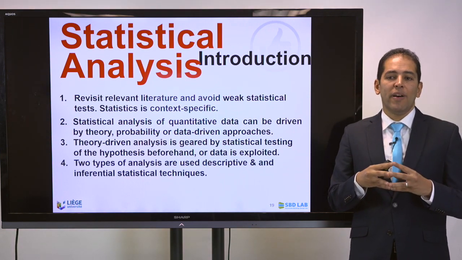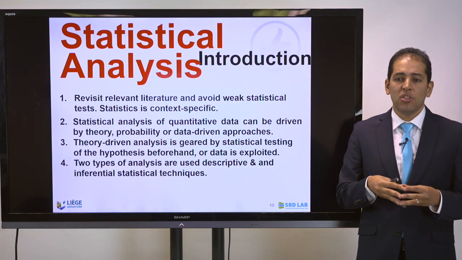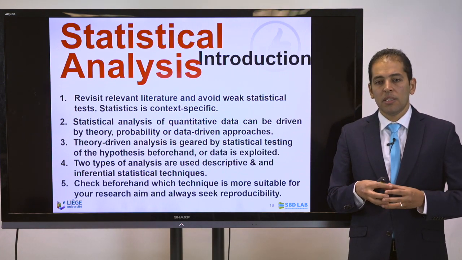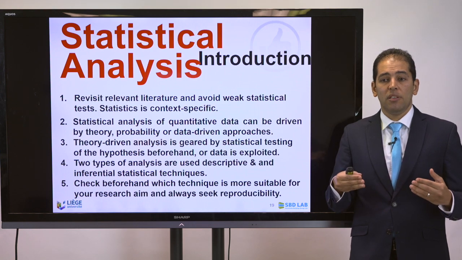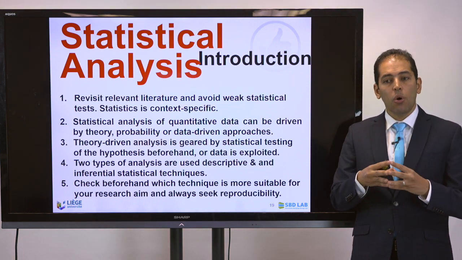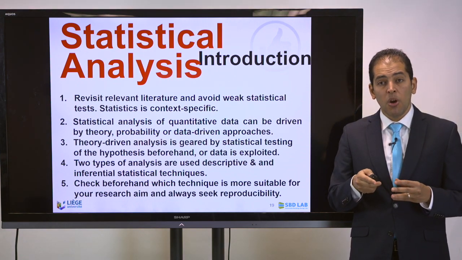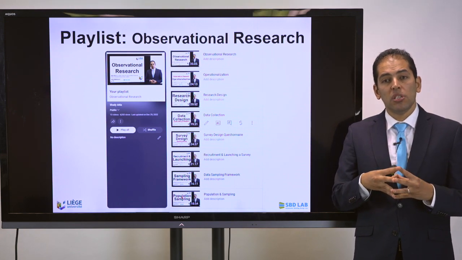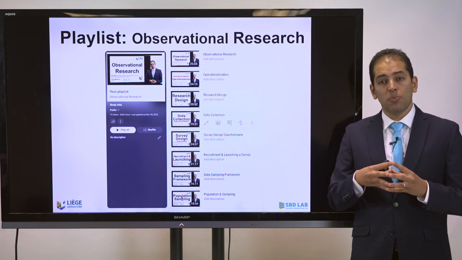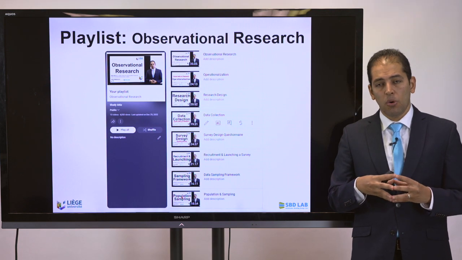There are two types of analysis. One is called descriptive and the other is called inferential, or in other words, non-parametric and parametric statistical techniques. And finally, check beforehand which technique is more suitable for your research aim, and always seek the reproducibility of your research methodology. Well, this is it of today's presentation about statistical analysis. Don't hesitate to watch previous videos and follow the coming detailed videos that will explain all these tests in more detail.